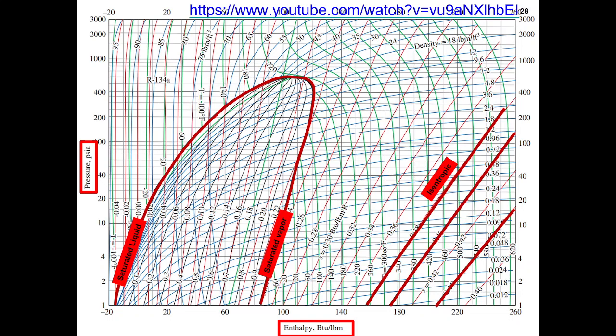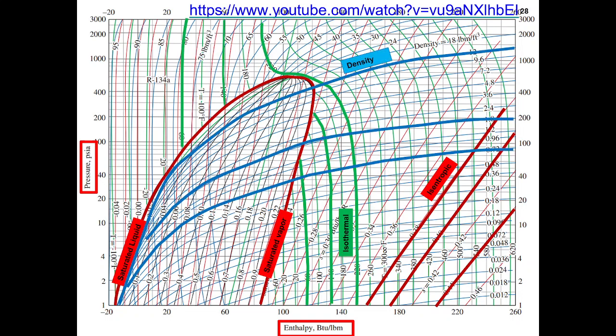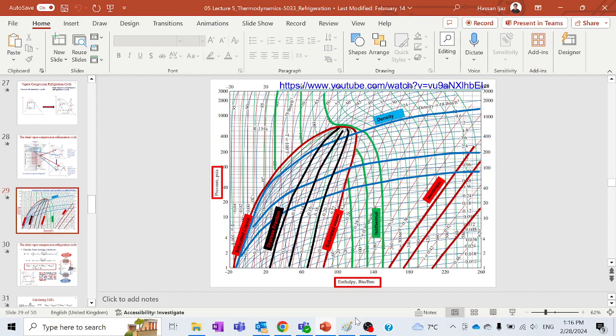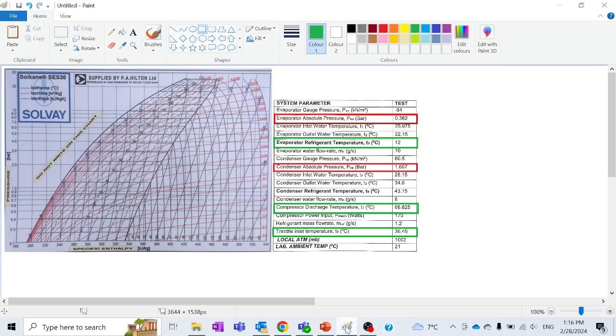Other than pressure and enthalpy, you can find other information on this diagram. For example, isentropic lines, which are drawn like that. You can also find isothermal lines corresponding to different temperatures. Additionally, you can find the density, also called specific volume, from the pressure enthalpy diagram. So this is a very general introduction to a pressure enthalpy diagram. Now let's move to a particular problem to trace a diagram.